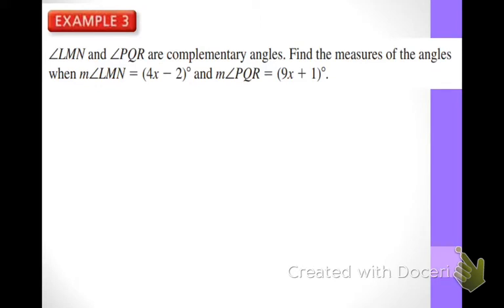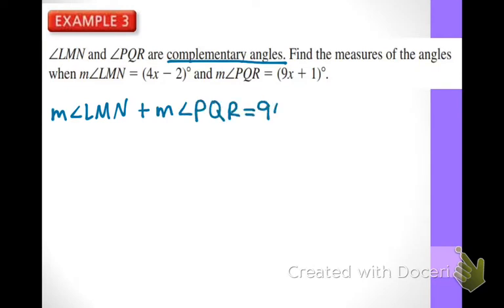But this problem tells me angle LMN and angle PQR are complementary angles. So what does that tell me about them? They add up to 90. So the measure of angle LMN plus the measure of angle PQR will equal 90. That's what that first sentence tells me.